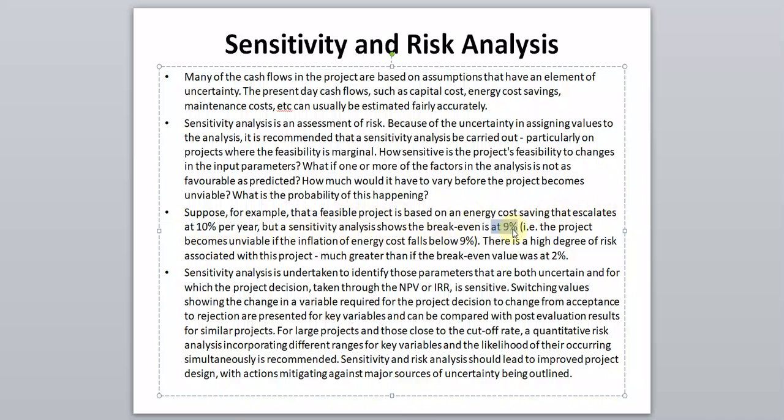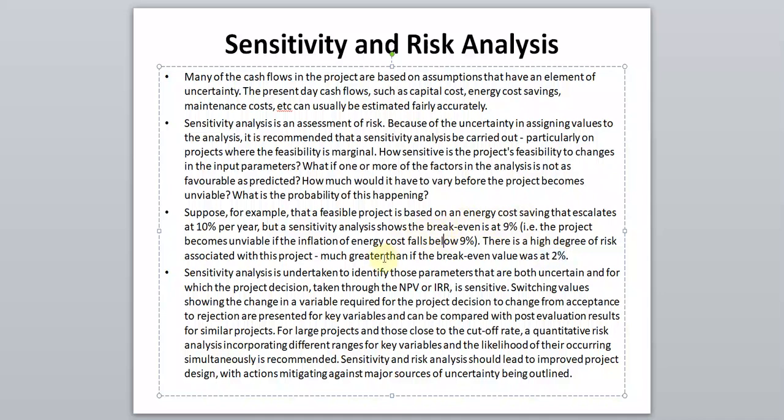So there is a high degree of risk associated with this kind of project, so much greater than if the break even value was at 2%. So it depends on the break even value. So here the break even value is at 9%, and it will be a high degree of risk, even though it was at a break even value of 2%.